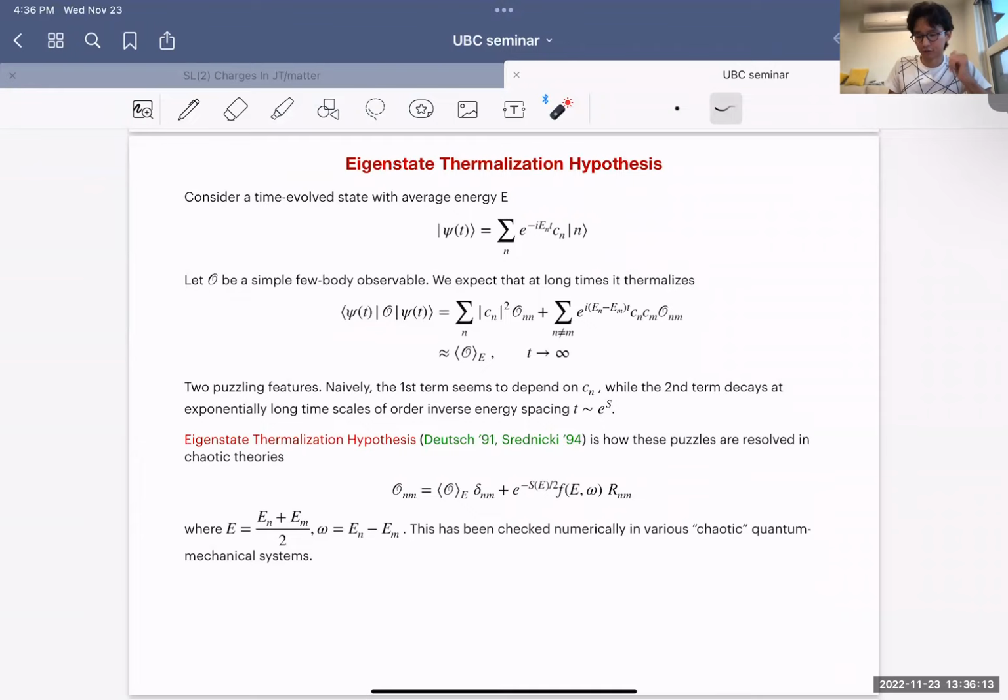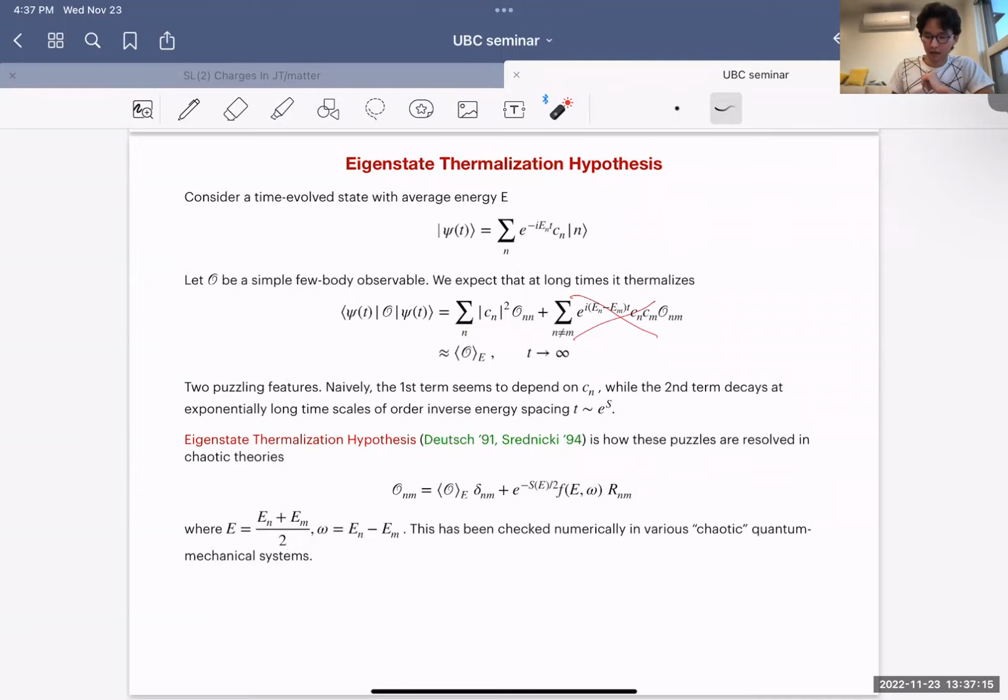So of course we can expand this expectation value in the energy eigenstates in this way. However, physically what we expect is that after some thermalization time, observables take a universal thermal expectation value. So in this case, let's say an expectation value in a microcanonical ensemble with energy E. And so the question is, how do we get this universal answer from an arbitrary initial state? And so of course, the way it happens is that there is an off-diagonal term, which is oscillating and decays with time. And so the thermal answer is supposed to be reproduced by this first diagonal term.